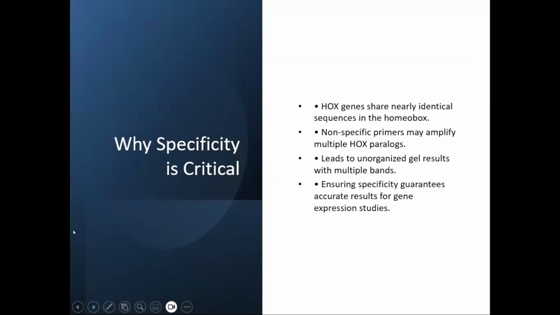Okay. Why specificity is critical. Hox genes share nearly identical sequences in the homeobox, and non-specific primers may amplify multiple Hox paralogs. This leads to unorganized gel results with multiple bands, so ensuring specificity guarantees accurate results for gene expression studies.